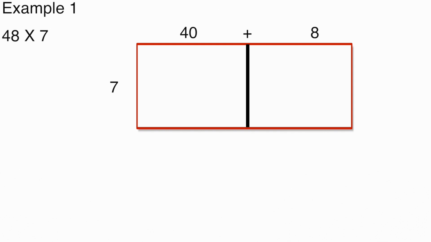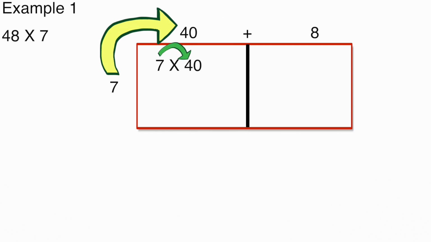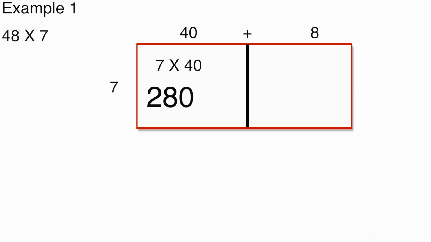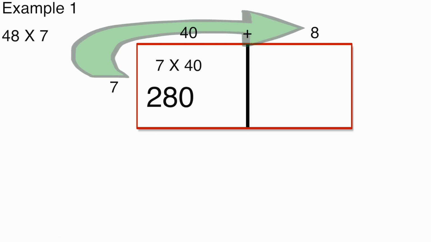My third step is to write my problem. In this case, I'm going to multiply 7 times 40. So I write 7 times 40 inside my box. Now I find my product. 4 times 7 is 28, and I add my 10. Then I move over to the right hand side. Here I'm going to multiply 7 times 8. So I write 7 times 8 inside my box. And the product of 7 times 8 is 56.